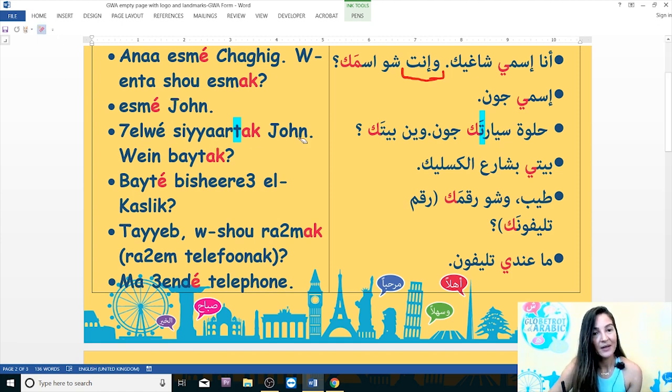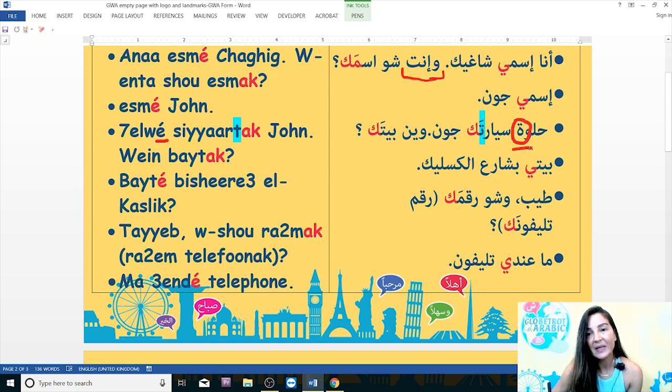حلوة سيارتك جون. وين بيتك؟ حلوة means beautiful in the feminine form. And how do you know it's the feminine word? Because it has this A in the end. In fact, in Arabic, it's written here with a ta marbuta. And this ta marbuta means the adjective is feminine.